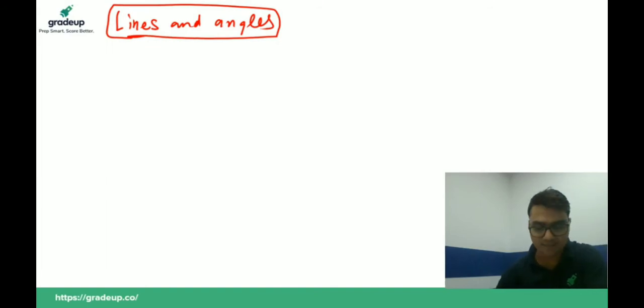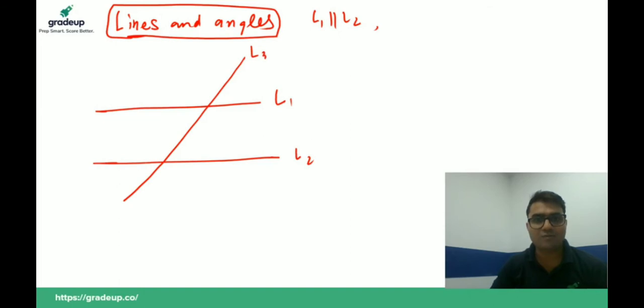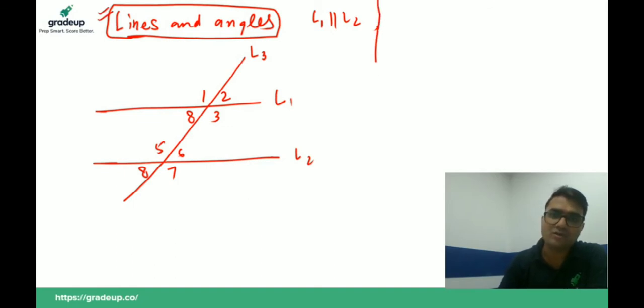Listen carefully, guys. If you have these two lines, L1 and L2, where L1 is parallel to L2 and L3 is a transversal line. If two parallel lines are cut by a transversal line, then we have 8 angles here, and these 8 angles have some relations. These relations are called lines and angles. Okay, so I will write all the relations one by one, please.